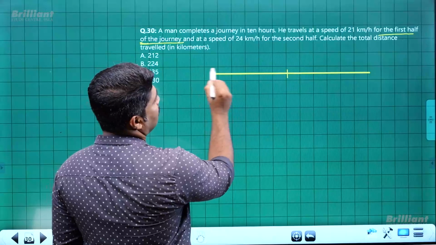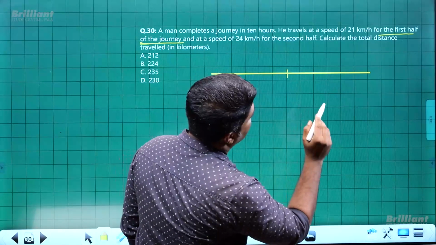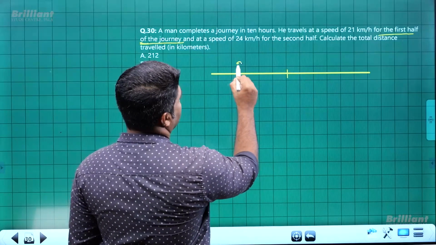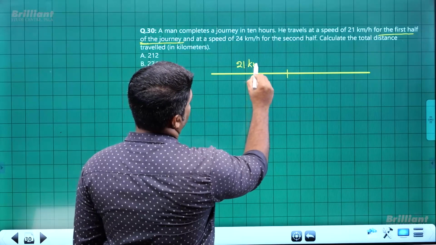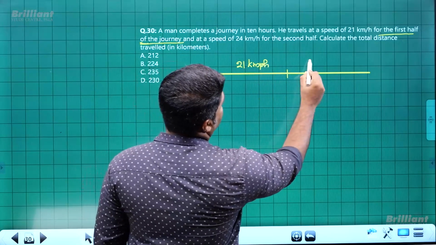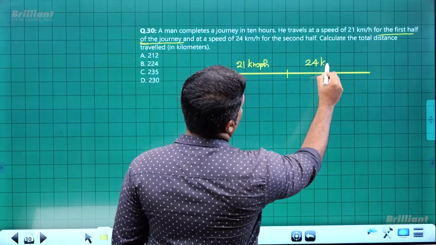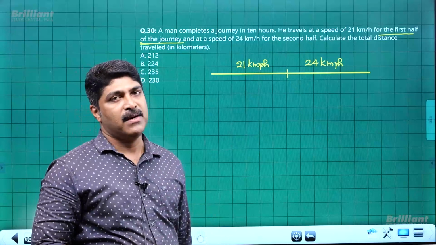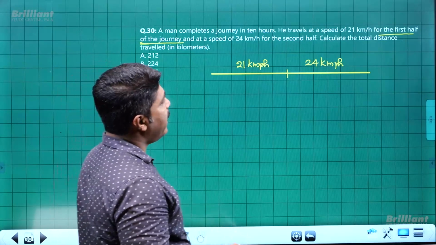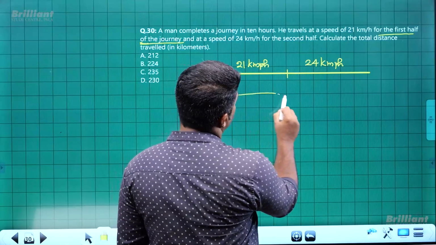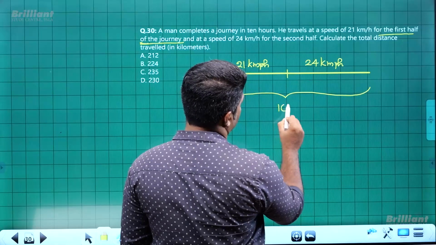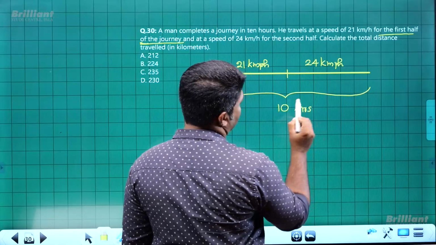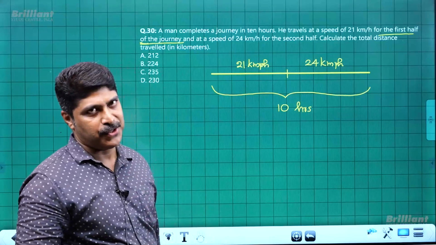So from this first half he traveled at 21 km per hour, and the second half at 24 km per hour. What's the total distance he traveled? He took a total of 10 hours for this entire journey. There are so many different ways of applications.